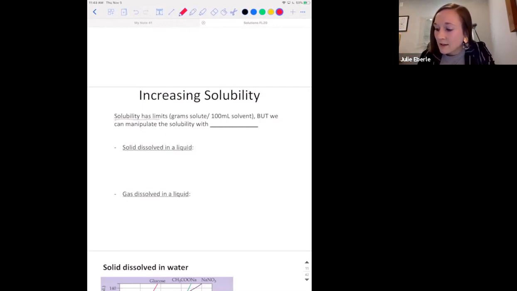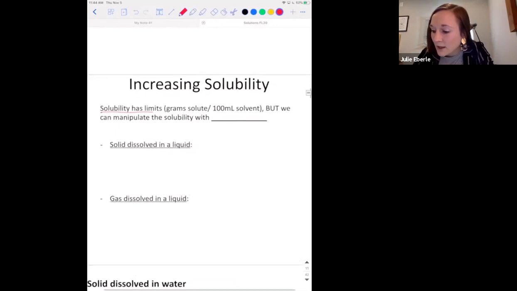Solubility has limits, but we can manipulate solubility with temperature. All right. So we're going to look at how temperature affects solubility and how we can change solubility. We can increase or decrease the solubility of stuff by increasing or decreasing the temperature. So first, let's address solids in a liquid. So for example, salt water, or anybody like to drink sweet tea? We're in the South. Anybody like sweet tea?